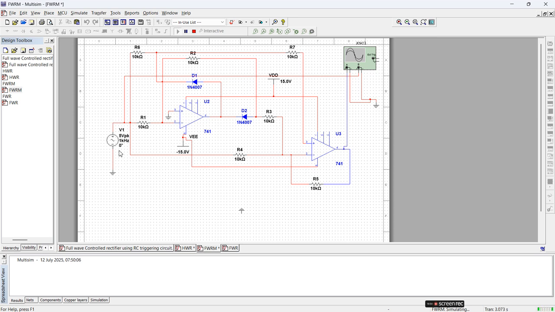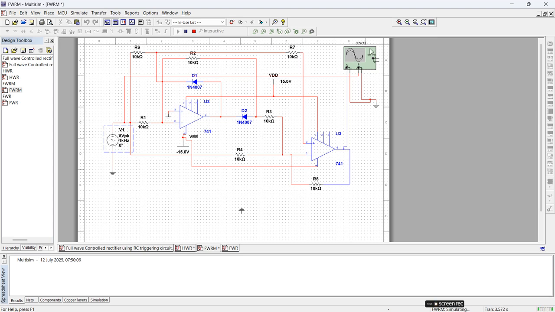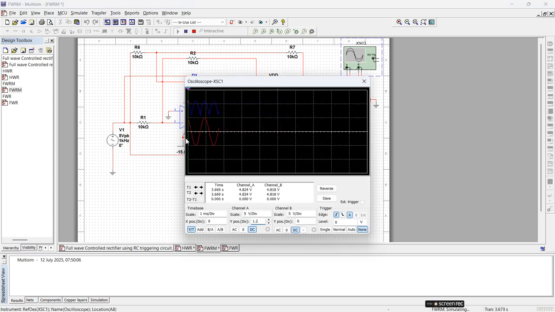I am using a 5 volt peak to peak AC signal as input. Observe the output: the red color indicates the sinusoidal input signal, and the blue color signals are the output signals, which produce both positive and negative half cycles.